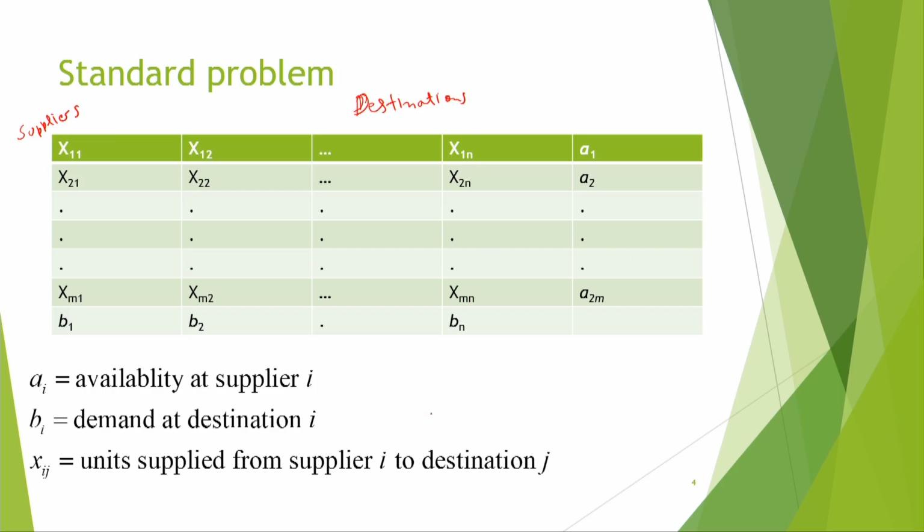Like that we have put, and corresponding demands are given, because each column represents one destination. So demand B1, B2 and Bn, like that. Similarly, availability is given like this: A1, A2 and this is Am. So you can have this type of thing. If it is a balanced problem, then the sum of the ai's will be equal to the sum of the bj's.